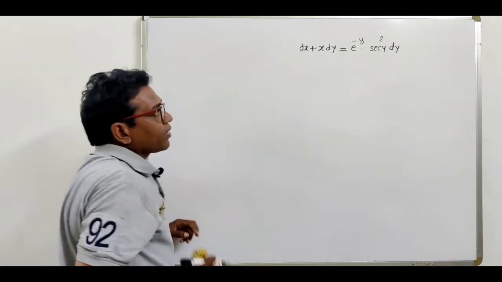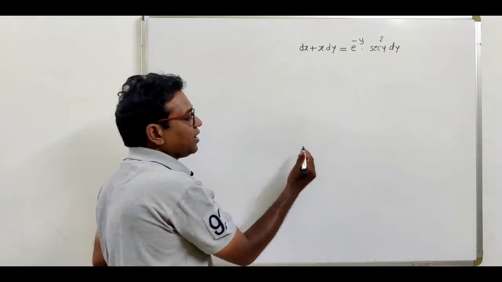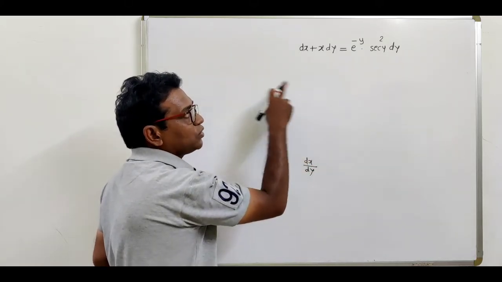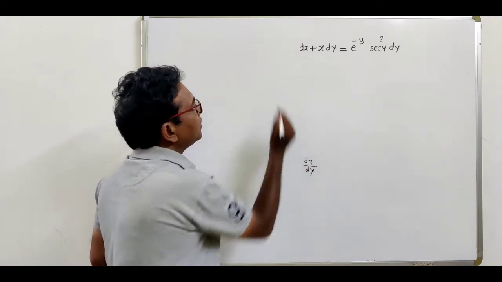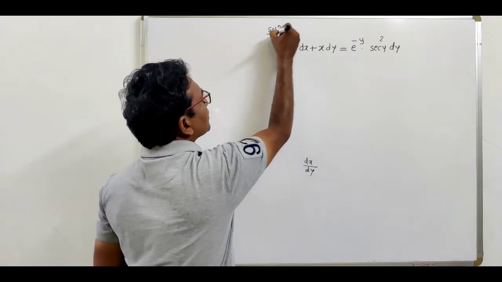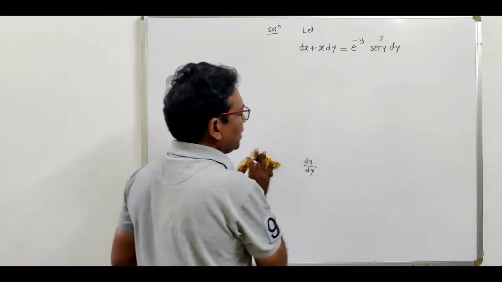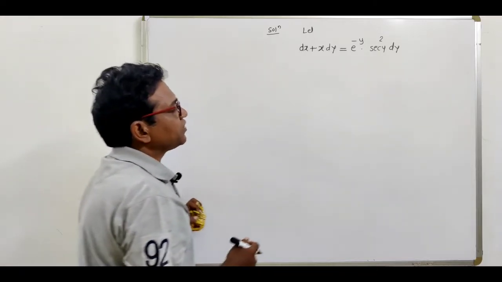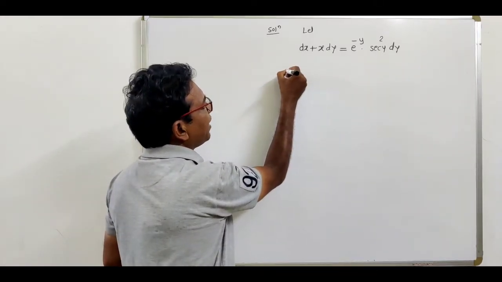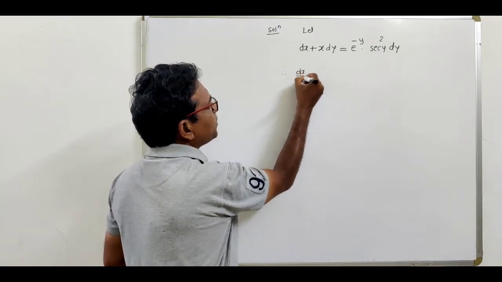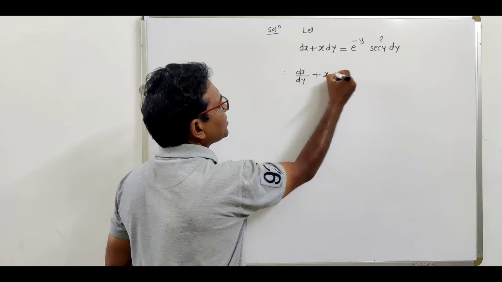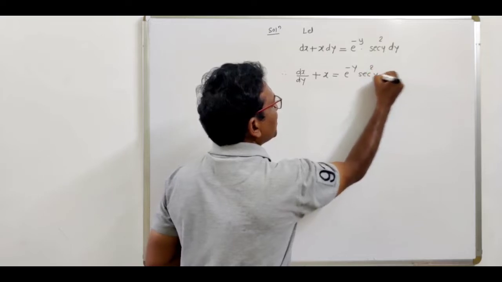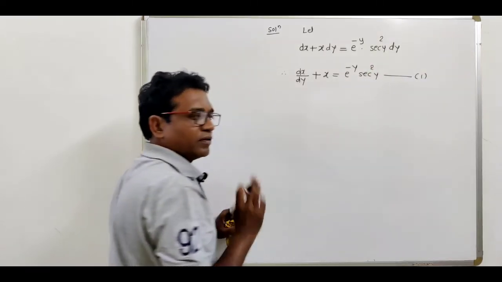Now, first of all, we have to convert this differential equation into this pattern, dx by dy. So first of all, divide throughout by dy. So write down the solution. This is the given differential equation. Now divide throughout by dy. So we get dx by dy plus x is equal to e raised to minus y into sec square y. This is equation number 1.